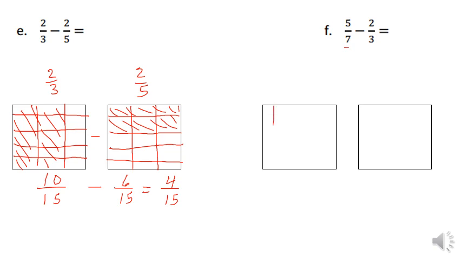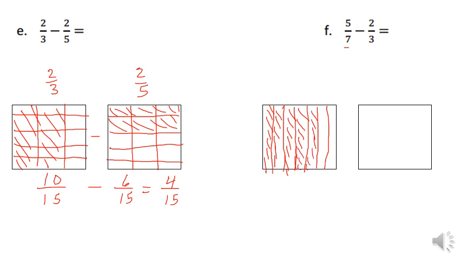So we've got to split this one into sevens. There's 1, 2, 3, 4, 5, 6, and 7. And we're shading 5 of these. 1, 2, 3, 4, and 5. Over here we're going in thirds, and we're going to shade 2 out of 3, because this was 2/3 and 5/7, and we're subtracting them.